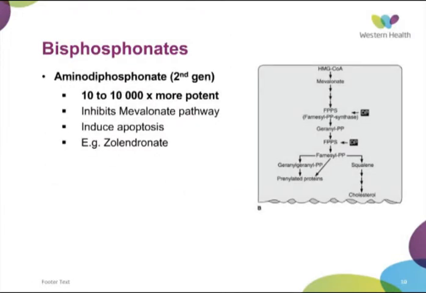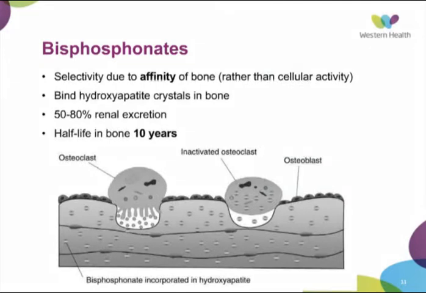The second generation, however, the amino bisphosphonates, are much more potent, upwards of 10,000 times more potent than the first generation, and they actually inhibit the mevalonate pathway, which is the cholesterol synthesis pathway. Similar mechanism though, inducing apoptosis. And zoledronate, or Reclast is the name you might have seen around, is one of the drugs used here. As I mentioned, it's got a high affinity for bone, and it is this bone affinity that determines how selective the drug is, rather than what's going on inside the cell. It's mainly renally excreted, and it has a very long half-life of 10 years.